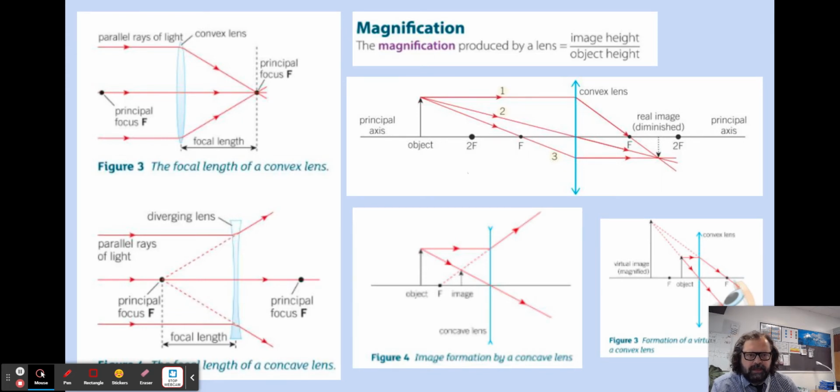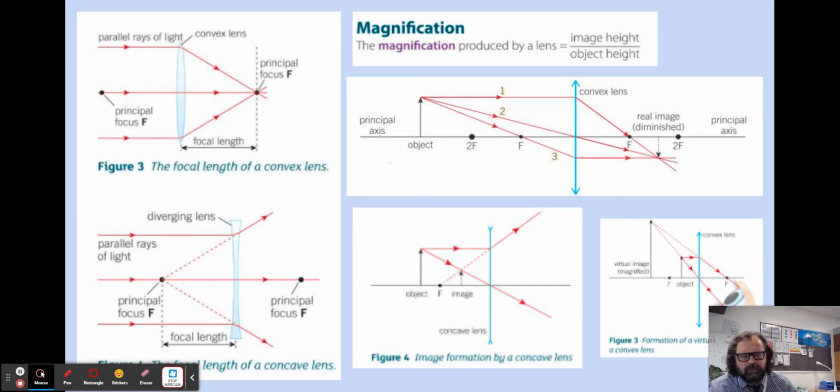Lenses can be used to make images, and the images can be bigger, smaller, or the same size as the object, and the size of the image depends on how far the object is from the lens, as well as how powerful the lens is, in other words, what its focal length is.